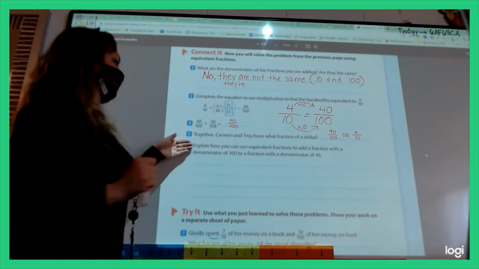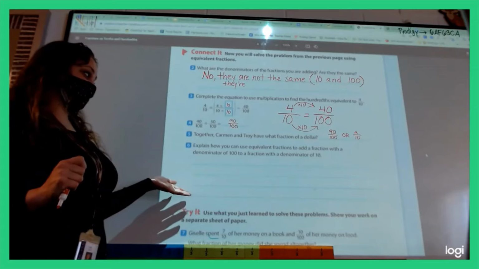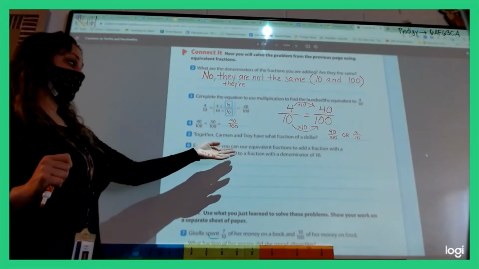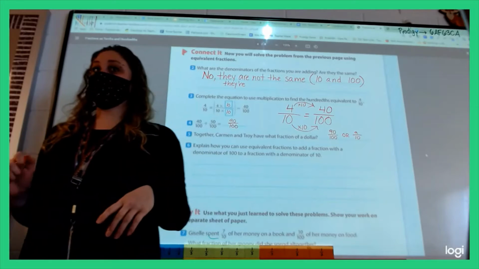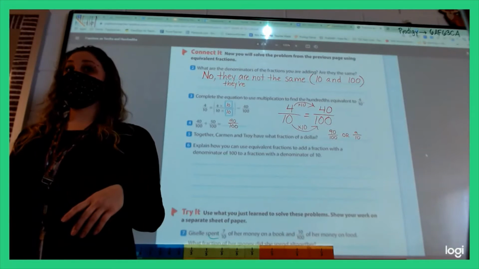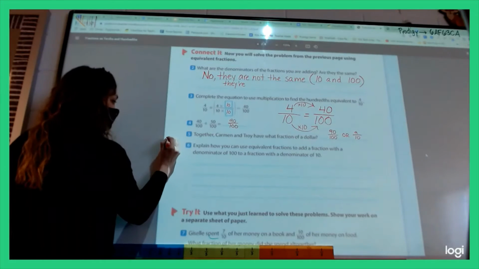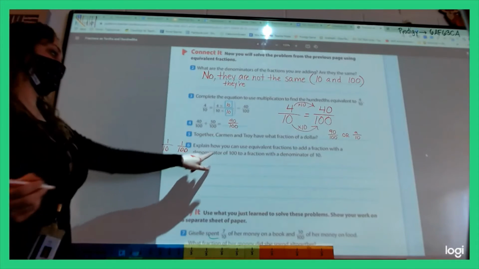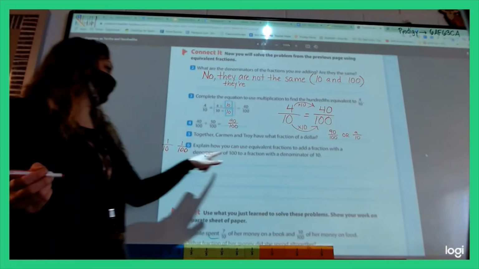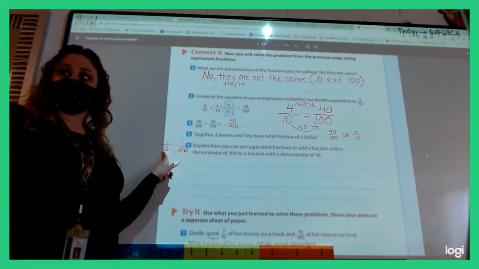All right, now finally, we need to explain how you can use equivalent fractions to add a fraction with a denominator of 100 to a fraction with a denominator of 10. What's the basic rule of adding fractions? What do we have to do? If I want to add, let's just say, one fraction, I've got 1/10, and this one, I've got 1/100th. Explain how I can use equivalent fractions to add a fraction with a denominator of 100 with a fraction with a denominator of 10. Hayden?